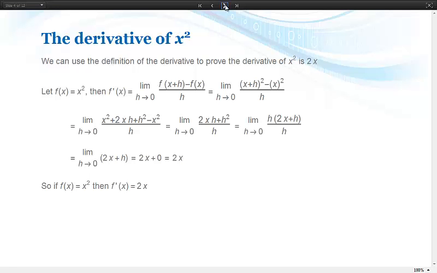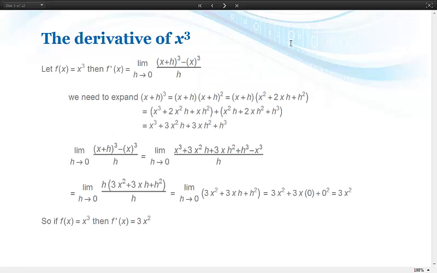Let's try it one more time. How about the derivative of x cubed? Well, if f of x is x cubed, then the derivative of f of x, the rate of change of f with respect to x, is the limit as h goes to 0 of f of x plus h. Well, what does f do? It cubes the input, so this is x plus h cubed, minus f of x, which is x cubed, over h. Now we've got a little more work to do. We need to expand the cubic. Well, how do we do that?